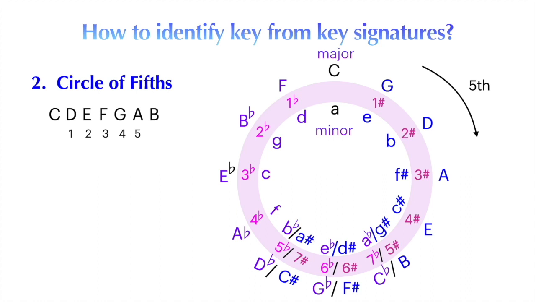And it also works for flat keys. But instead of going up, we go down a perfect fifth. For example, we start from C, going down 1, 2, 3, 4, 5. So we have F major for 1 flat. Going down from F, 1, 2, 3, 4, 5, we have B flat for 2 flats. From B flat, 1, 2, 3, 4, 5, we have E flat for 3 flats, and so on. The similar principle applies to minor keys as well, but we'll leave the minor keys for the time being.